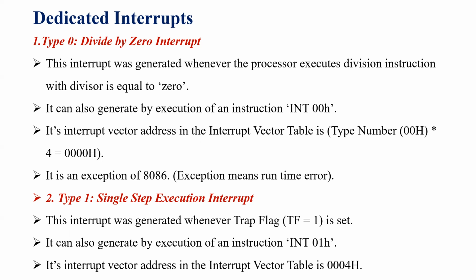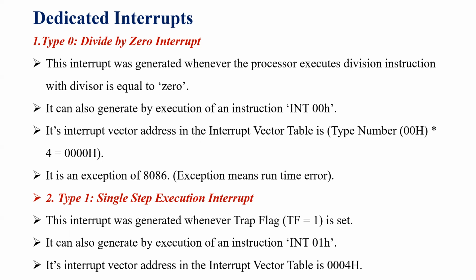And one more interesting thing regarding this divide by 0 interrupt, that is a type 0 interrupt, is that it is an exception of 8086. What is the meaning of exception? Basically, exception means it is a runtime error. No one can do the operation division with the divisor value 0. It may happen, unfortunately. So that's why it is considered a runtime error. So exception of 8086 is nothing but type 0 interrupt. Type 0 interrupt we can consider as exception of 8086. Exception means it is a runtime error.